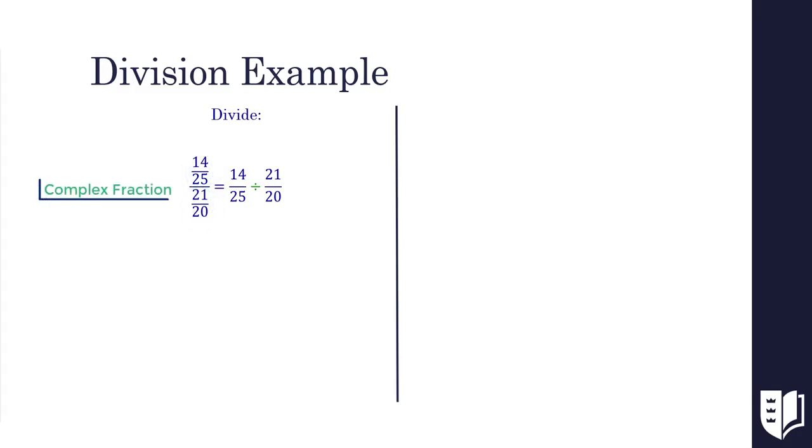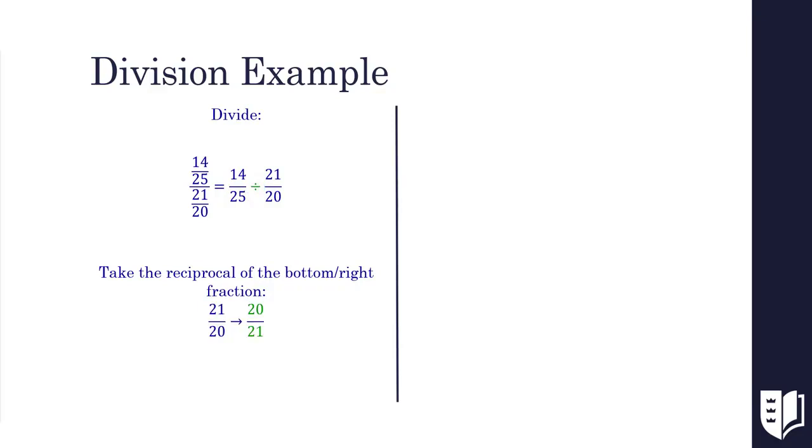This is called a complex fraction and can also be represented as two fractions side by side with a division sign in between. To divide, first we must find the reciprocal of the right or bottom fraction. To find this, we must simply flip the fraction so that we now have 20 over 21. After this step, we can use the same process used in multiplication to solve this problem.